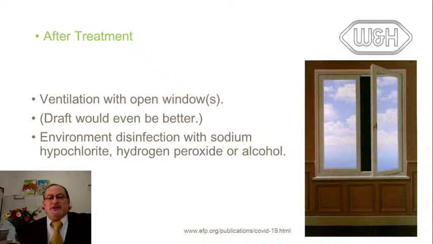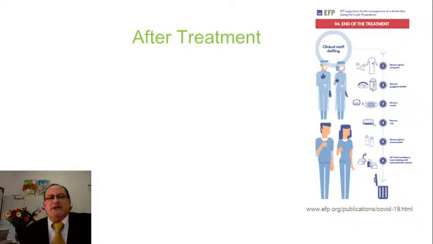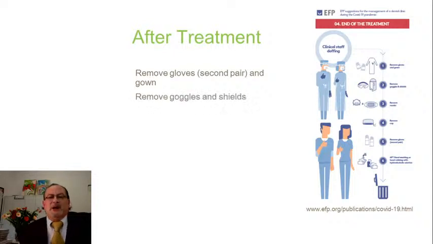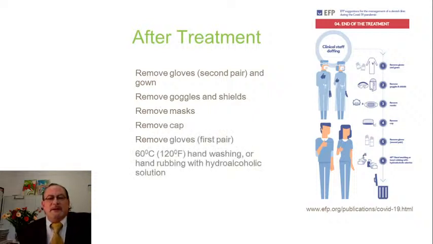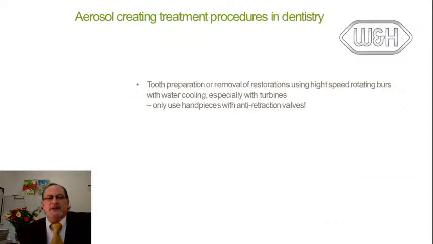Environment disinfection with sodium hypochlorite, hydrogen peroxide and alcohol should be then carried out. So the staff after the treatment removes the gloves and the gown, removes goggles and shields, removes the masks, removes the cap and the gloves, and then hand washing again with soap and 60 degrees Celsius water, or hand rubbing with hydroalcoholic solution.